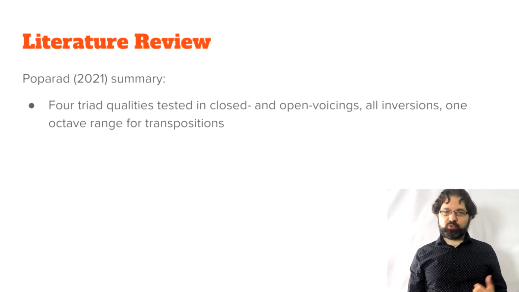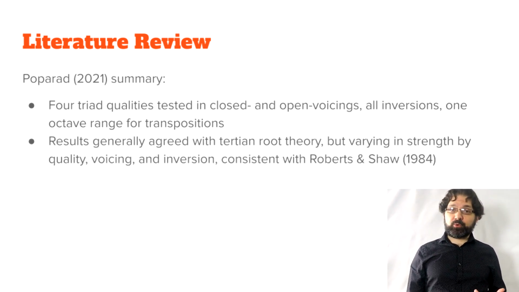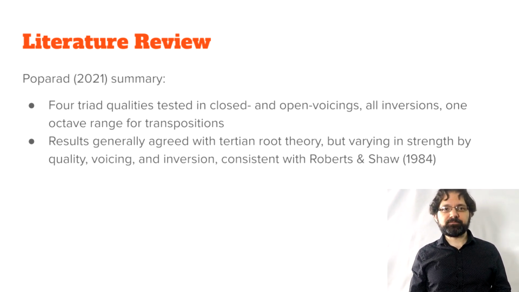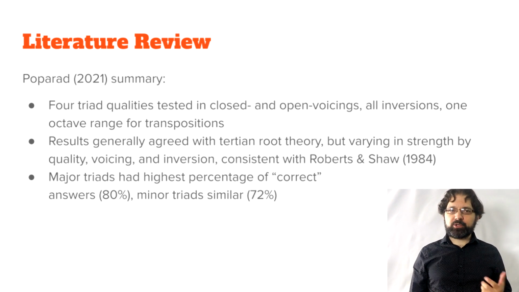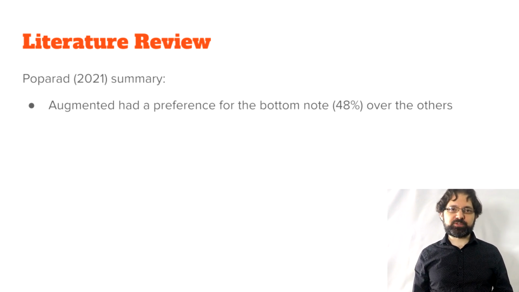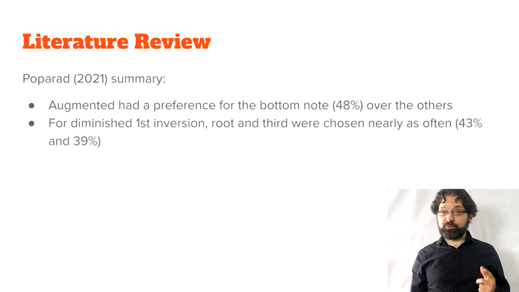This study is a follow-up to Poprad 2021, where the perception of harmonic roots of triads were tested. All four qualities were tested in two voicings, all inversions, over a one-octave range that generally encompassed the bass clef register. Results generally agreed with tertian root theory, but varying in strength similar to the findings in Roberts and Shaw. Participants were the most accurate at choosing the tertian root for major triads and were slightly less accurate for minor triads. For augmented triads, the bottom note was chosen the most often, and for diminished triads in first inversion, the root and third were chosen nearly as often.